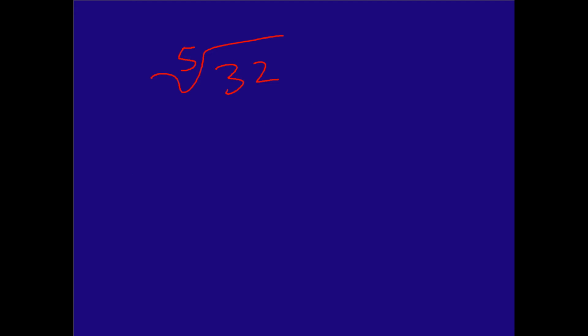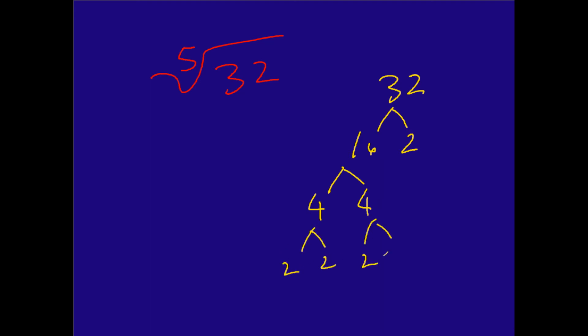So change the color also might help you a little bit. So I'm going to start over here, 32. So I have 16 and 2. And then I have 4 and 4. Then I have 2, 2, 2, 2. So let's see here. Let me change the color again. So I got a 1, 2, 3, 4, 5.